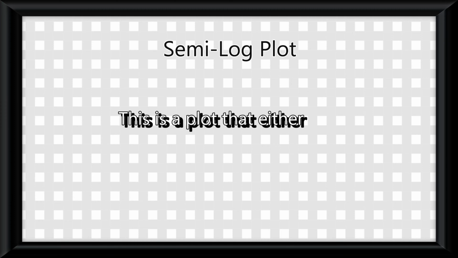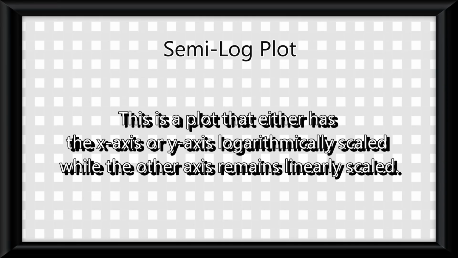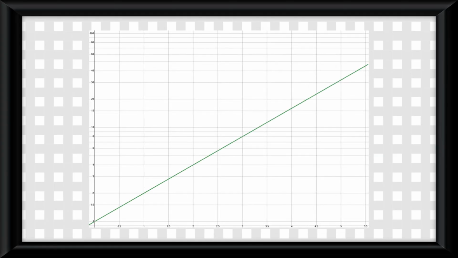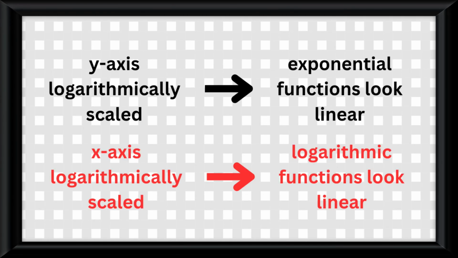This is a plot that either has the x or y axis logarithmically scaled while the other axis remains linearly scaled. If the x axis is logarithmically scaled, you'll notice if you graph a log function, it will look linear. If the y axis is logarithmically scaled, you'll notice if we graph an exponential function, it will suddenly look linear. This type of plot can be used to confirm if a function is exponential or logarithmic, so definitely remember which axes correspond to each function.